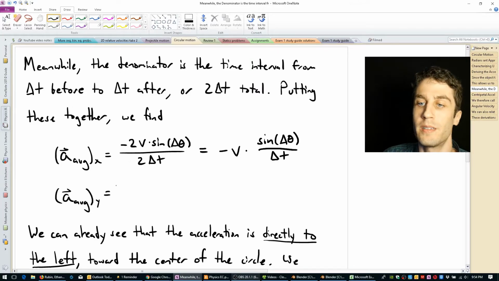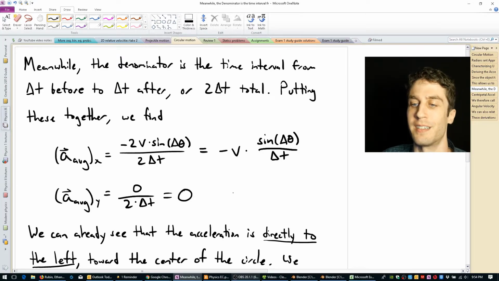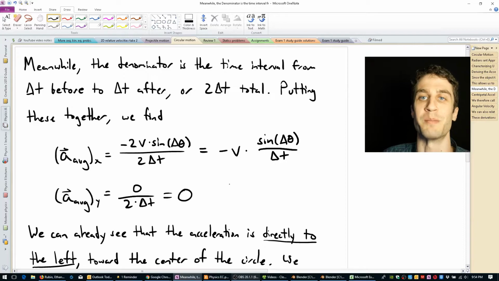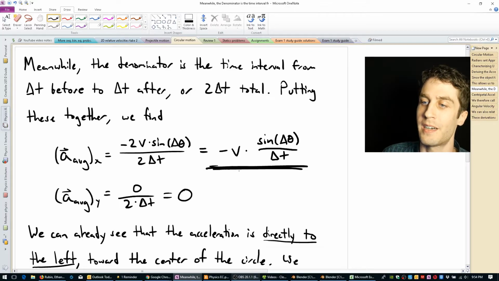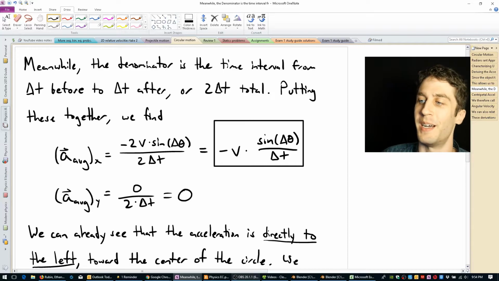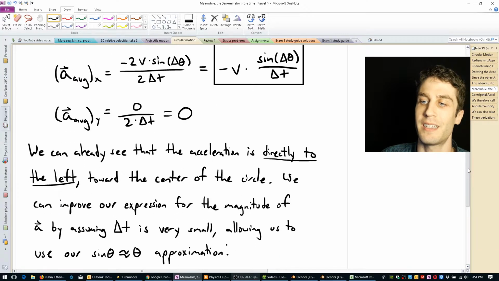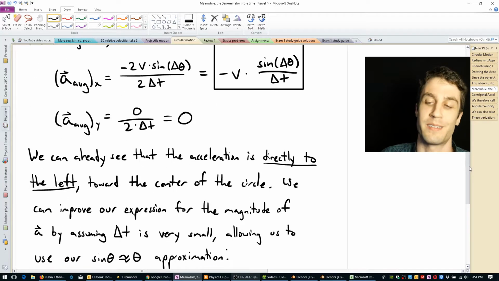For the y component, for the numerator we had 0, for the denominator we again have 2 delta t, but 0 divided by anything is still 0, and so we're done with the y component. It's not accelerating in the y direction at that time. Okay, so here's our exact expression. Here's what could be our endpoint, except we can already see that the acceleration is, well, let's talk about this first.